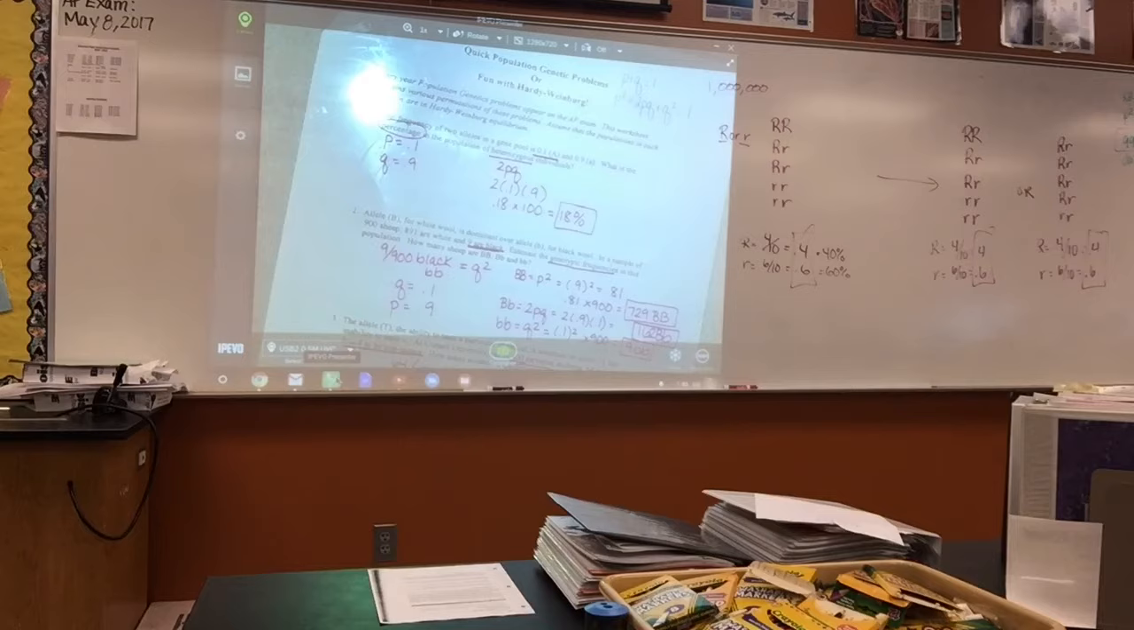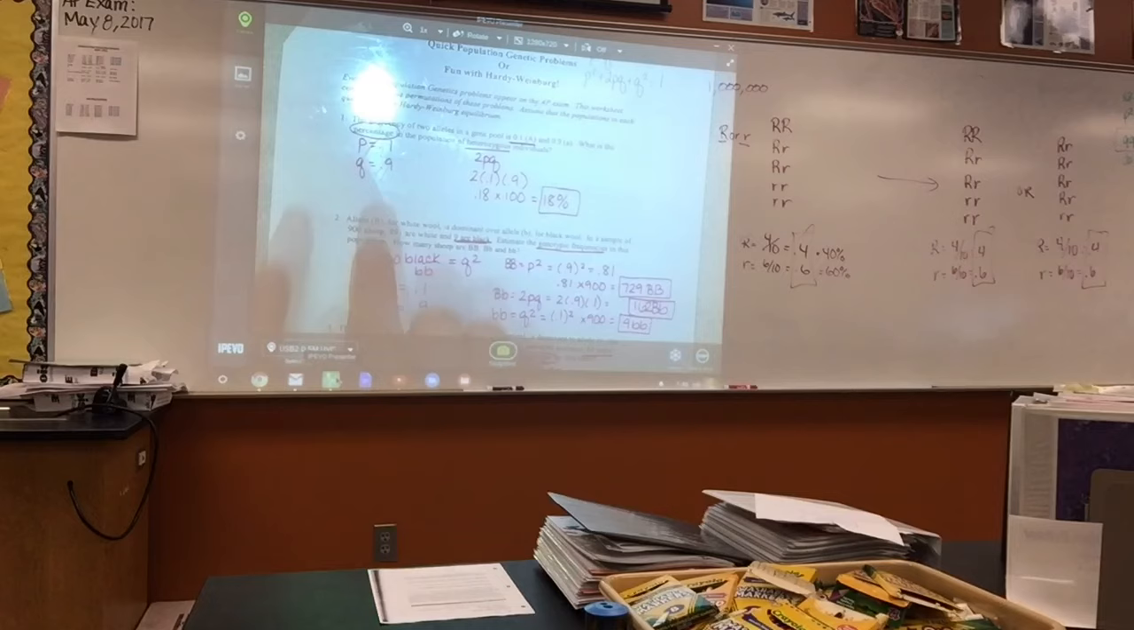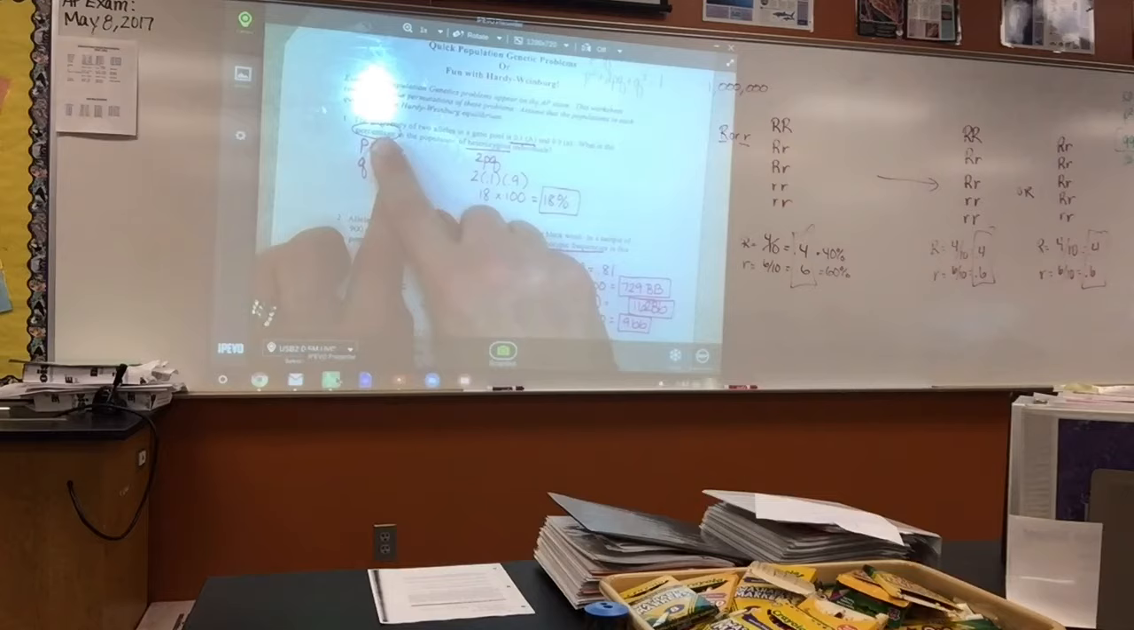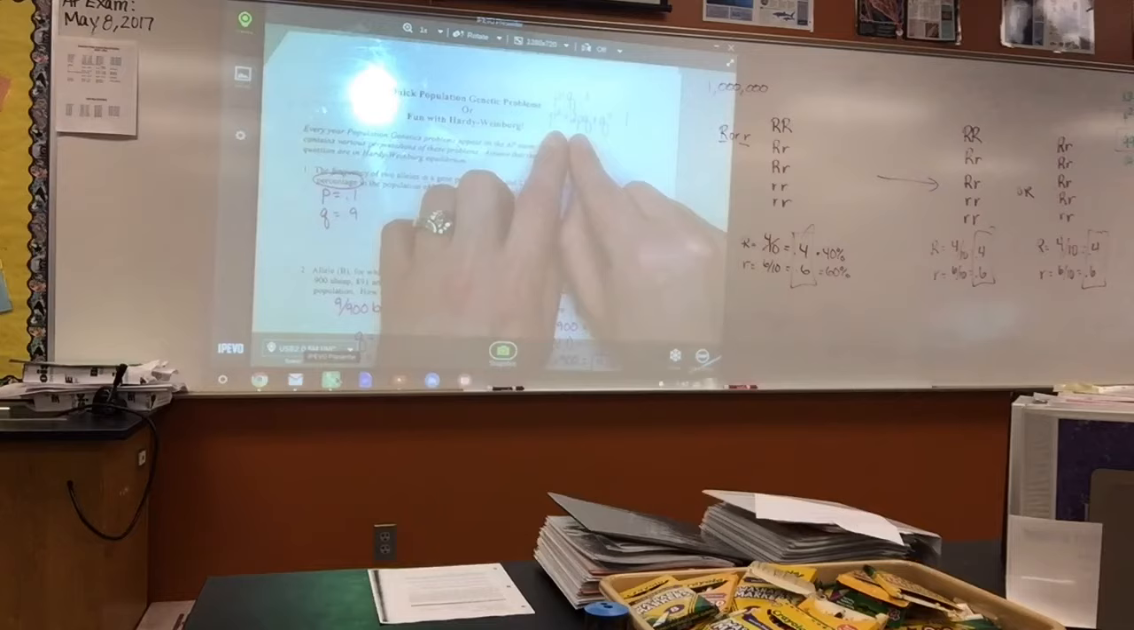All right, if you look at number one here, it tells you the frequency of two alleles in a gene pool is 0.1 and 0.9. So 0.1 is the big A, so P is 0.1, Q is 0.9. It asks what is the percentage, not the frequency, in the population of heterozygous individuals. Remember, there are two Hardy Weinberg equations: P plus Q equals 1, and P squared plus 2PQ plus Q squared equals 1.